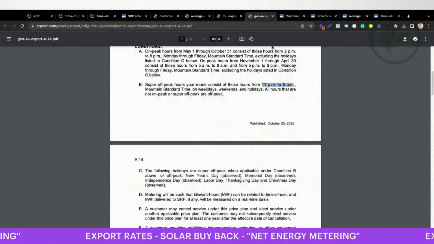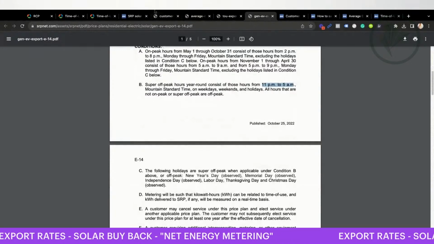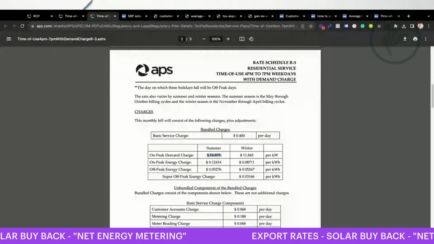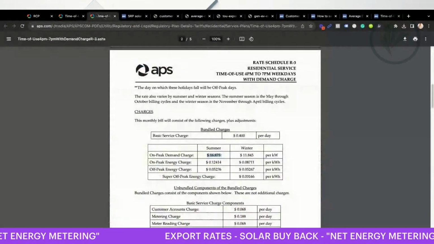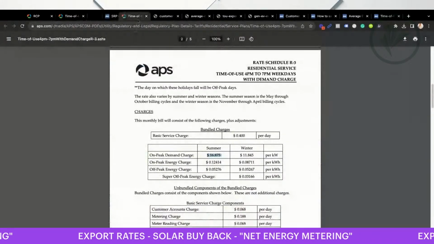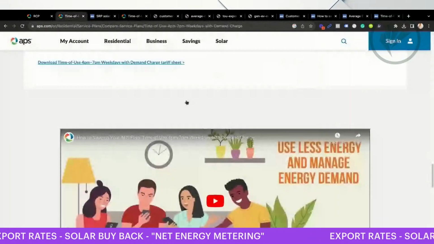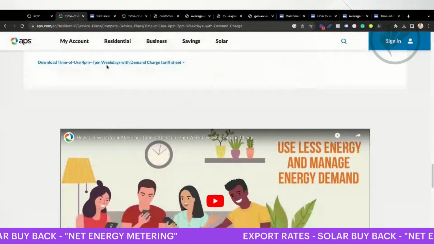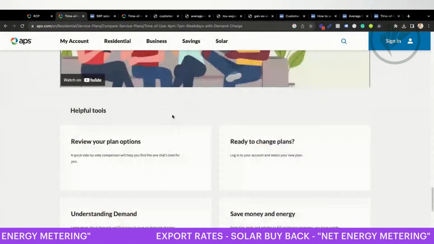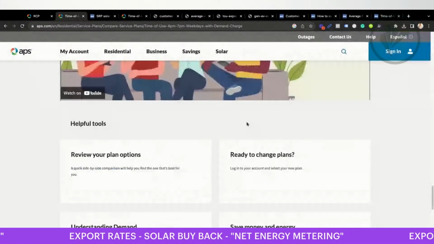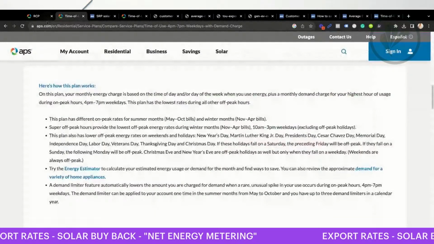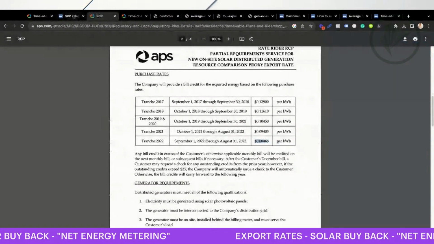But all right, so we got 1, 2, 3, 4. Let me get all the tariff sheets here for APS lined up. So we got the 47 Demand, which a lot of people are going to start to move over to in the new solar climate for APS. Let's put the tariff sheet for that in there.